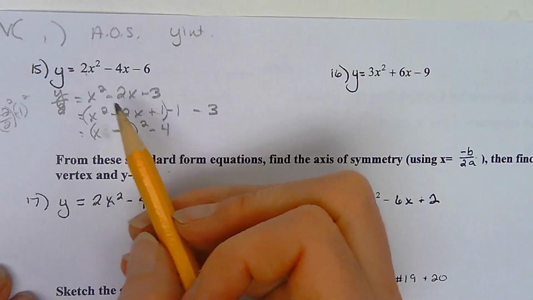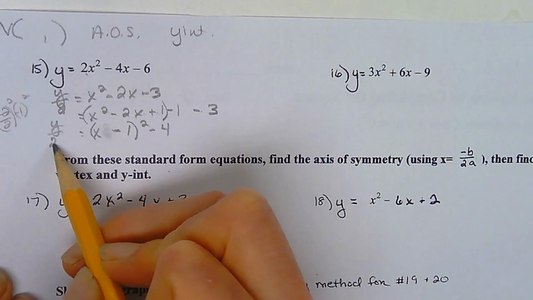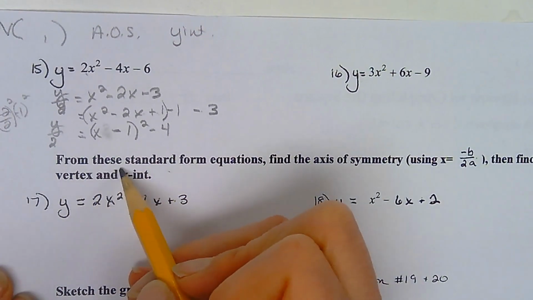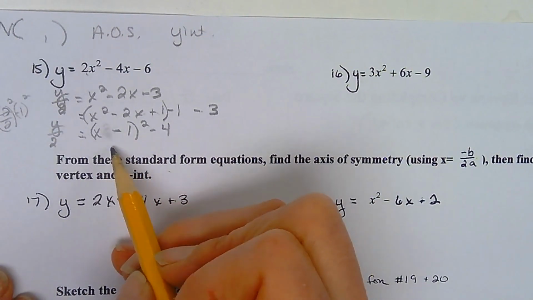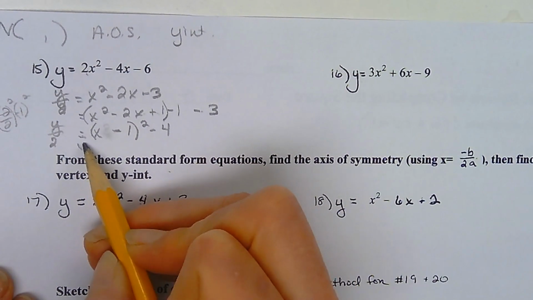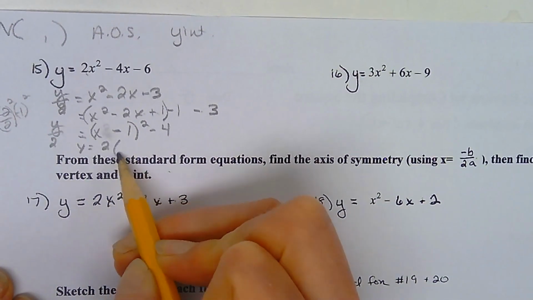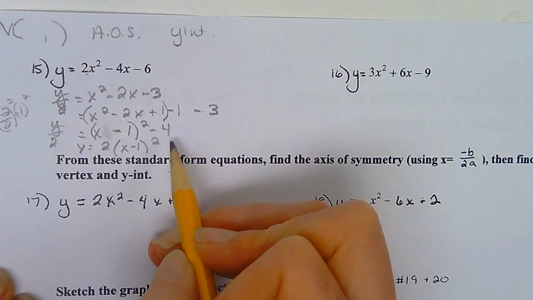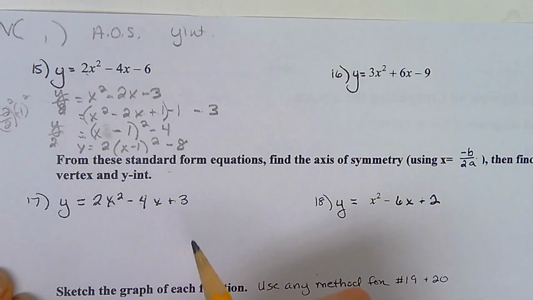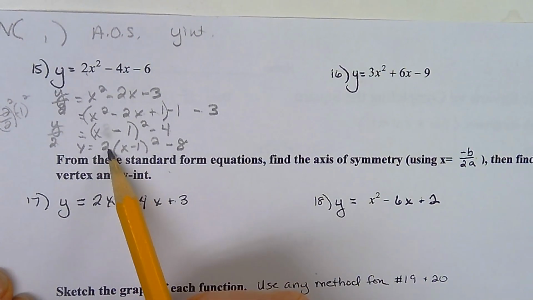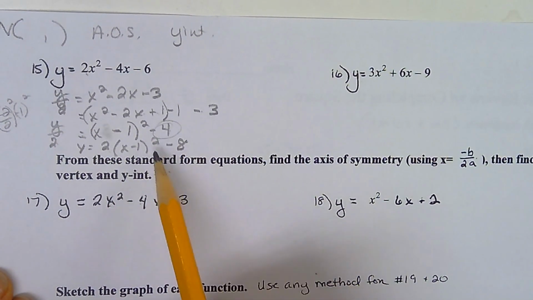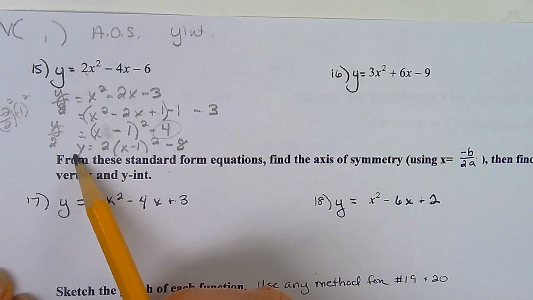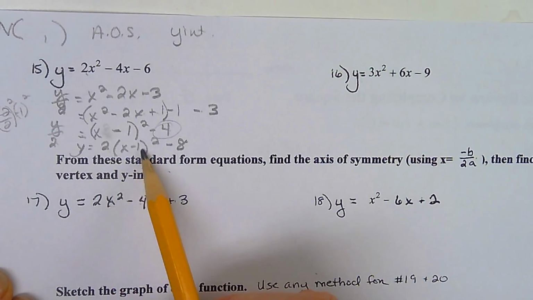But I'm not done because I have y over 2 on the left-hand side. So everything has to get multiplied by 2 to get y back by itself. So y equals 2 times (x minus 1) squared, and then also 2 times this term, which is negative 8. So 2 times outside the parentheses, and then 2 times this term out here. And that is the vertex form: y equals 2 times the quantity (x minus 1) squared minus 8.